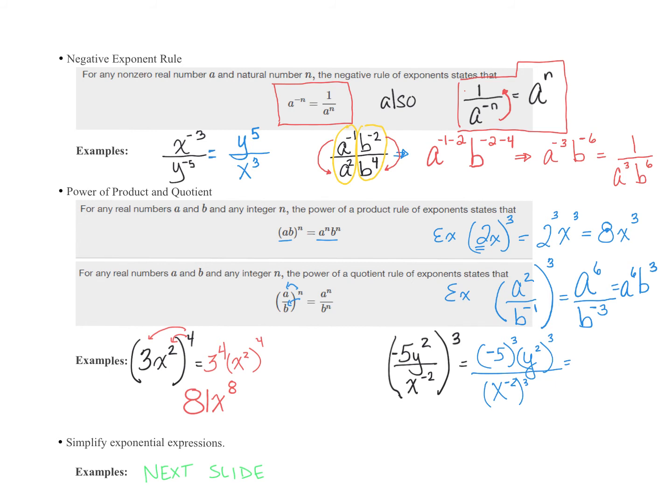So negative 5 times negative 5 is positive 25, times negative 5 is negative 125. Raising a power to a power, we multiply those powers and get y to the 6th. And then when we raise x to the negative 2 to the 3rd, I get x to the negative 6th. I can put that on the bottom. But then again, we don't want negative exponents, so we're going to move those x's up and make it a positive exponent. So this is our final answer for that one.